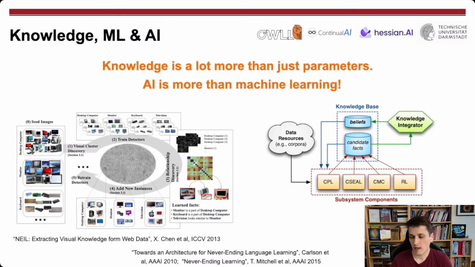So in that sense, as a summary, to go to our second example, to illustrate that further, knowledge is a lot more than just parameters, like we've said. And in fact, AI in general is a lot more than just machine learning. It's very likely that for lifelong learning in an open world, machine learning at some point is not going to be enough.